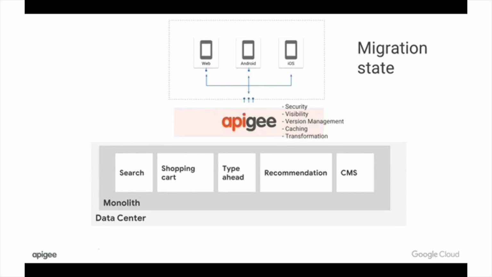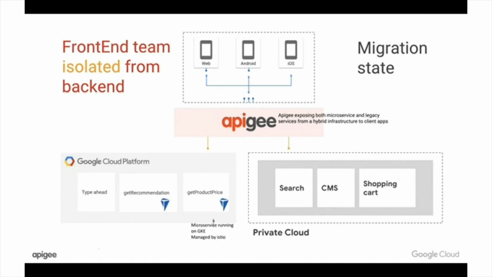From this current state, what this particular customer decided is that the first thing they need to do while undertaking this migration journey is to isolate these client applications and this backend, so these client applications are not impacted by any changes happening at the backend. So they inserted Apigee in. Apigee can help you with security, visibility, version management, caching, and various transformations from those backends. So Apigee basically helped create that abstraction so that the front-end applications don't know when the backend changes. And they started to change the backend.